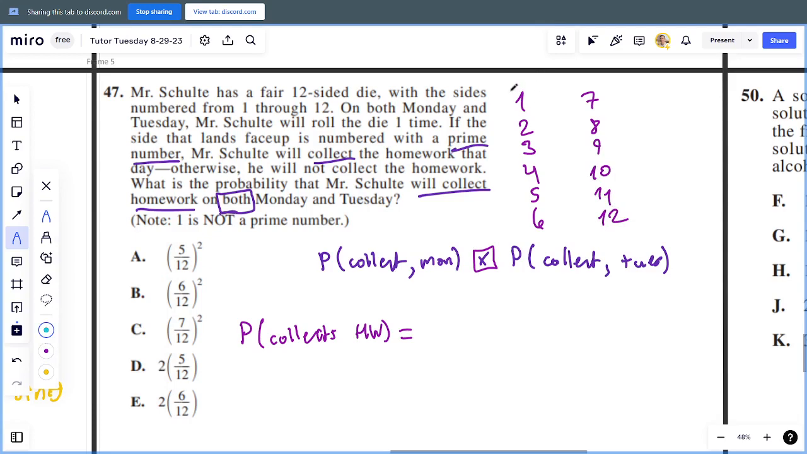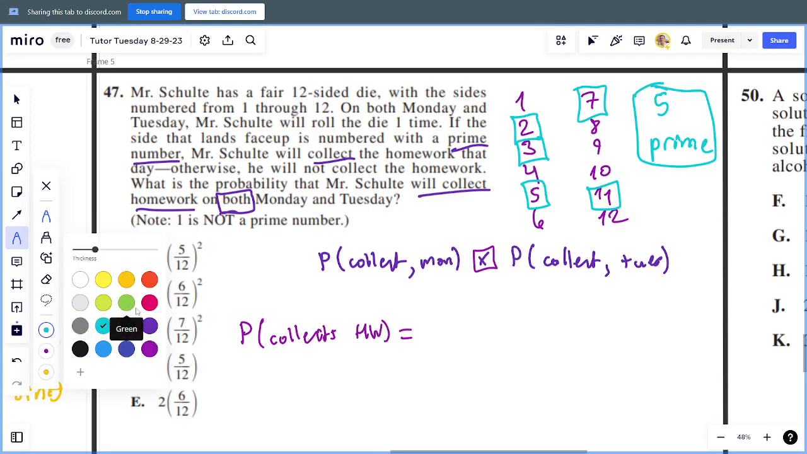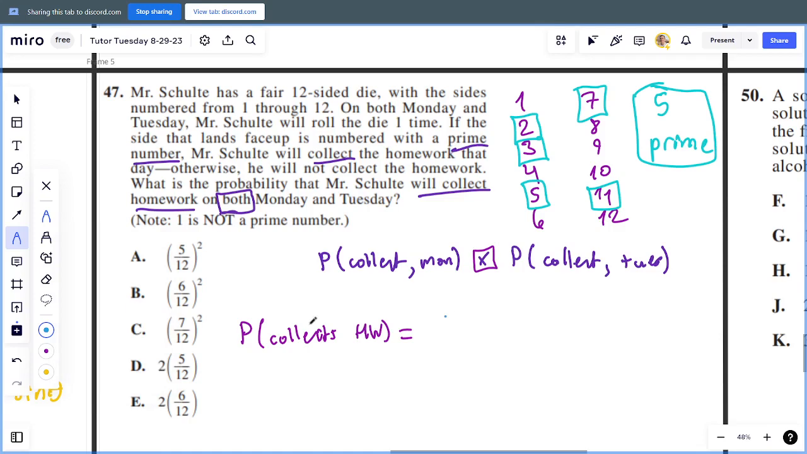Okay, 1 is not prime or composite. It's a very special number. 2 is the smallest prime. 3 is prime. 4 is composite. 5 is prime. 7 is prime. 11 is prime. So there's 5 prime numbers. That means out of the 12 faces that he has, if we want to get the probability of landing on a prime, it's going to be 5 over 12.